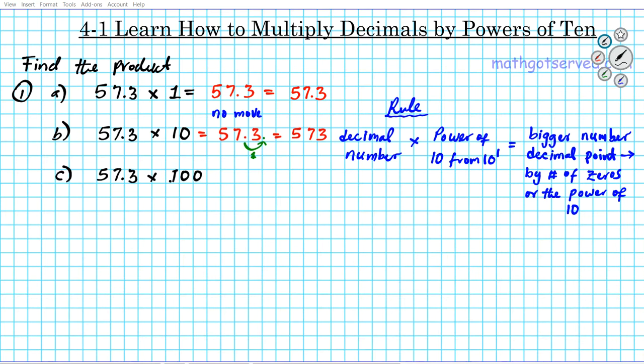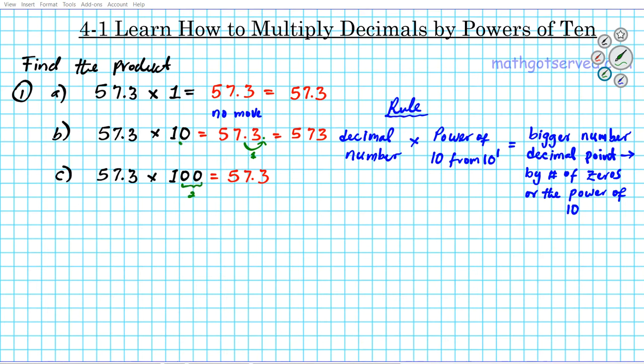57.3 times 100. We're going to follow the same pattern, okay? All right, so let's rewrite our multiplier, 57.3. Since we're multiplying by a number that's bigger than 1, the product is going to be bigger, all right? Since it's the power of 10, adjusting the decimal points will help us quickly find the result. How many zeros do we have here? We have 2 zeros, okay?